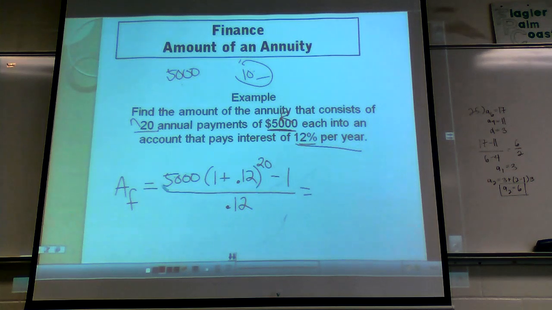So now it's just a matter of working this out. I would do this part first, so I would do the 1.12 to the 20th power. So this would become 5,000 times, what's 1.12 to the 20th? 9.646. Then you take that, multiply by 5,000, and then subtract the 1 from it.